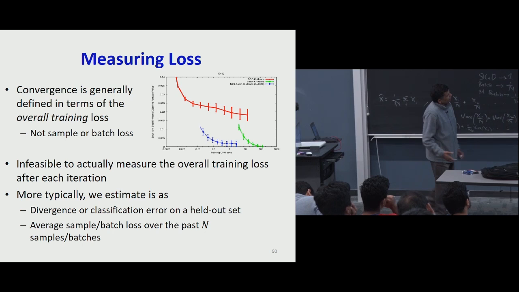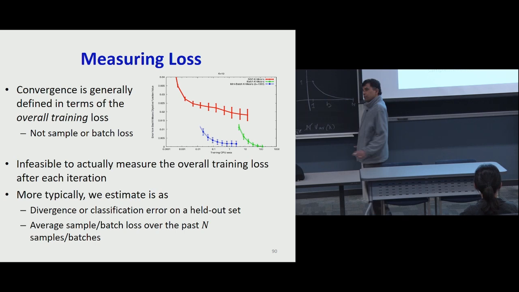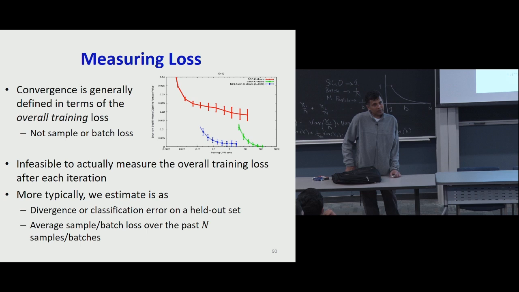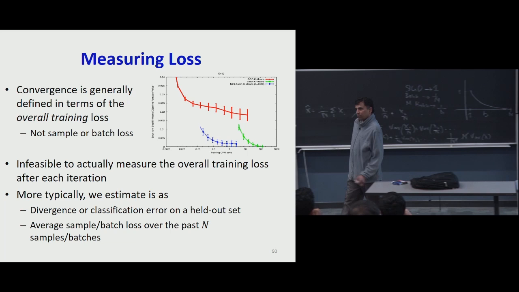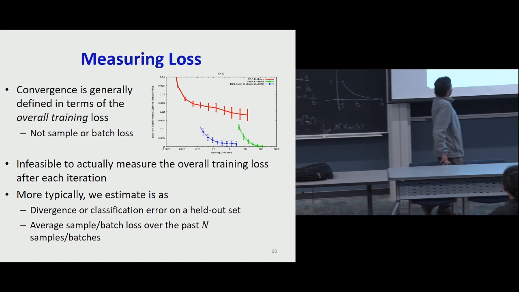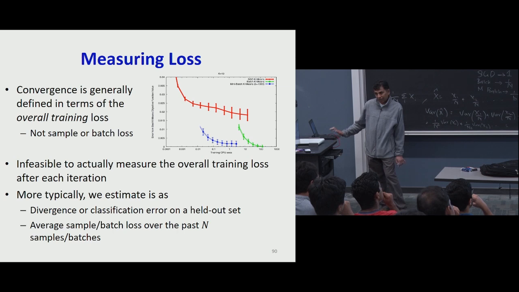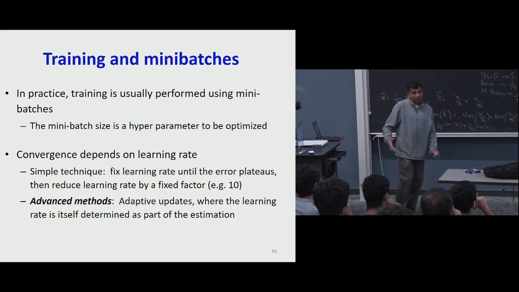Now, in all of these, those plots are about showing you the overall training loss. But in reality, when you're performing your computation, you're never computing the loss over your entire training set after making the updates. You're only computing the loss over the current instance or the mini batch. So if you want to make plots like these, it's going to be quite impossible unless you're willing to burn a lot of CPU just for the sake of educating yourself. More typically, we estimate the loss as divergence or classification error on some held out set, or by maintaining some kind of running average over the past several batches. But you get the idea, the distinction between SGD, full batch, and mini batch, and the trade-offs, right?